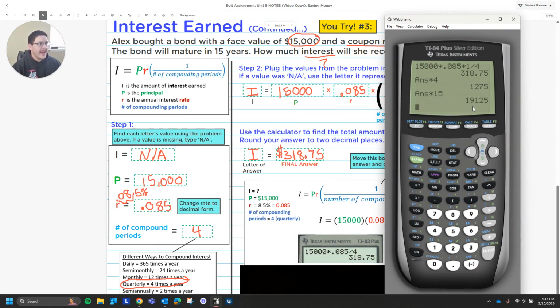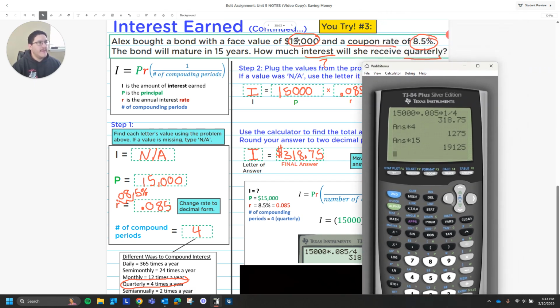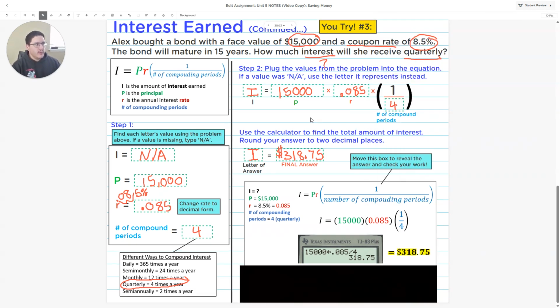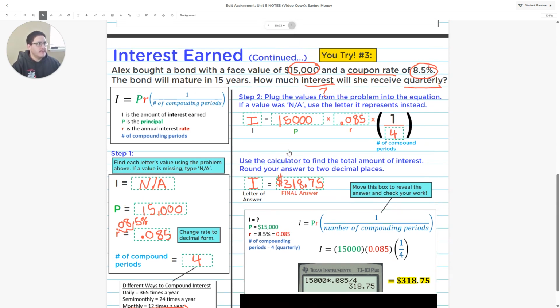And she will get $19,125 in interest on top of the $15,000 of her initial investment. So if we add the $15,000, she will get a total of $34,125 back from her investment after 15 years. This is as an aside. It's not a part of You Try number 3, but I just wanted to show y'all. Anyways, let's move on to the next problem.